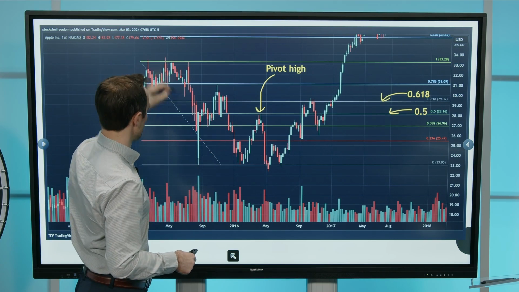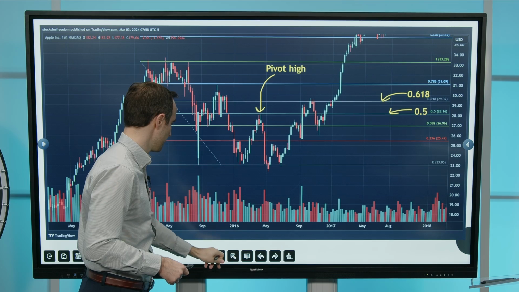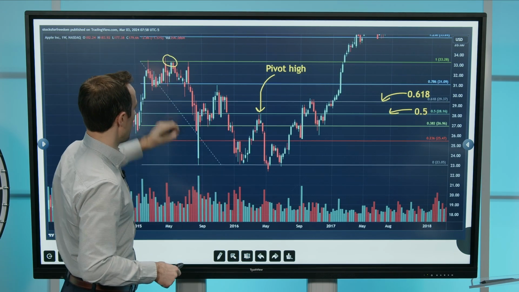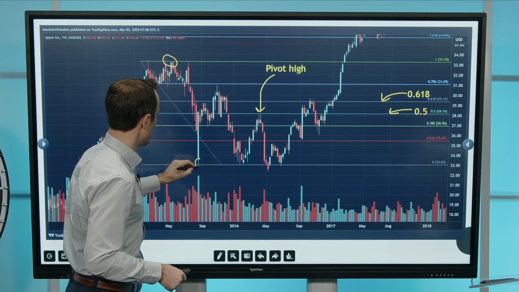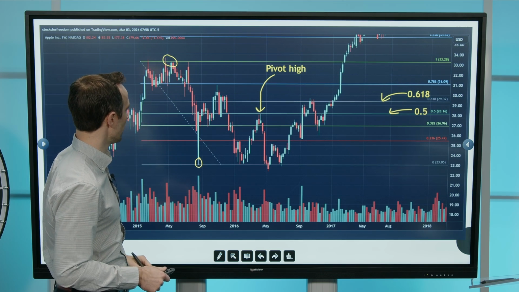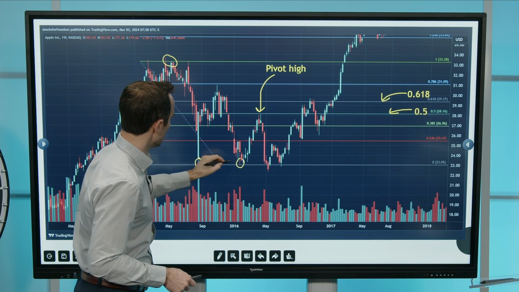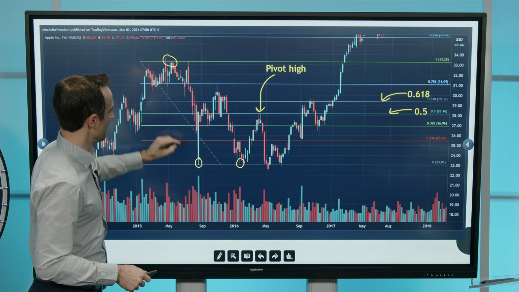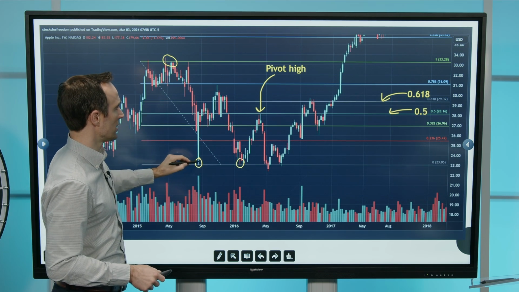So you have your pivot high, pivot high and pivot low, okay? Or you can call this a pivot low. So you have your pivot high, pivot low. Where is this likely to bounce to?